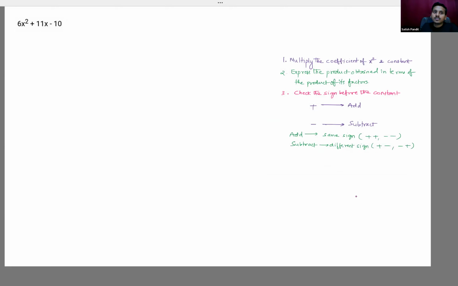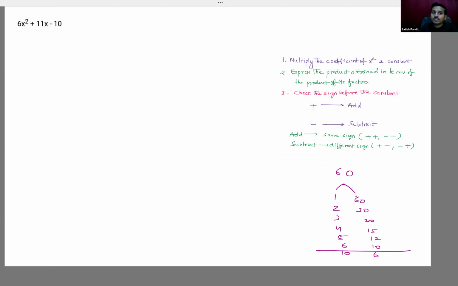We multiply the coefficient of x squared and the constant, you get 60. So 1 into 60, 2 into 30, 3 into 20, 4 into 15, 5 into 12, 6 into 10, 7 no, 8 no, and now 10 into 6. We stop. Just 10 and 6.